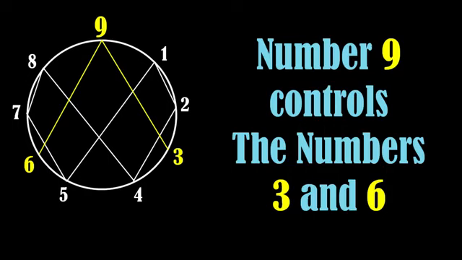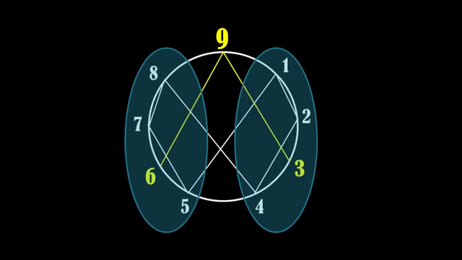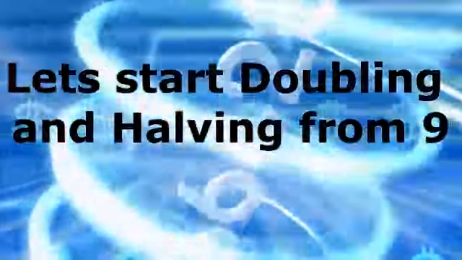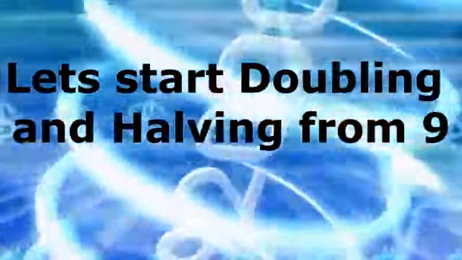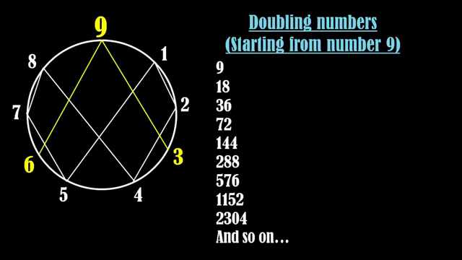Actually, number 9 controls the numbers 3 and 6, and numbers 1, 2, 4 are controlled by number 3, while numbers 8, 7, and 5 are controlled by number 6. In this way, number 9 controls all the numbers. You will get incredible results when we start doubling and halving the numbers from number 9.